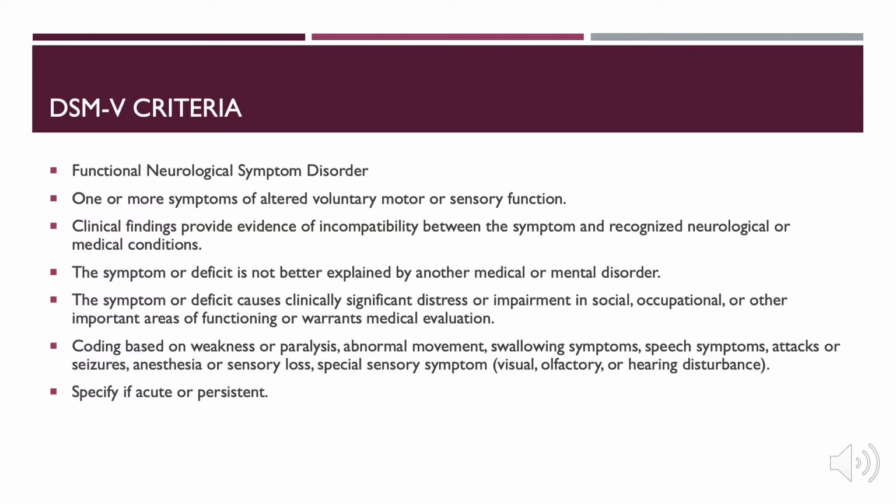So, for the DSM-5 criteria, conversion disorder is also known as functional neurological symptom disorder. One or more symptoms of altered voluntary motor or sensory function. So, a lot of times people will have double vision or difficulty swallowing. Their clinical findings provide evidence of incompatibility between the symptom and recognized neurological or medical conditions.